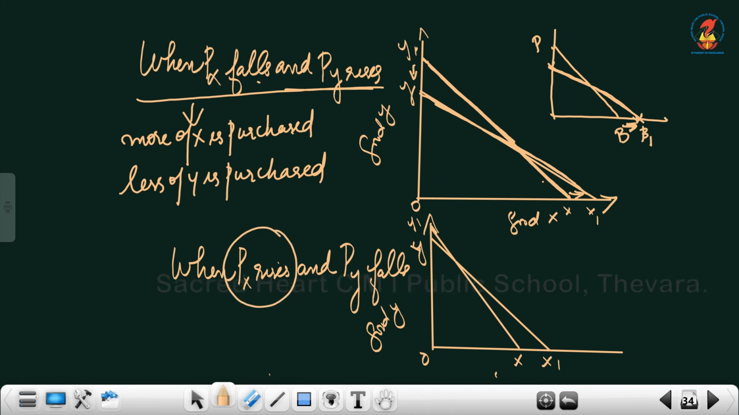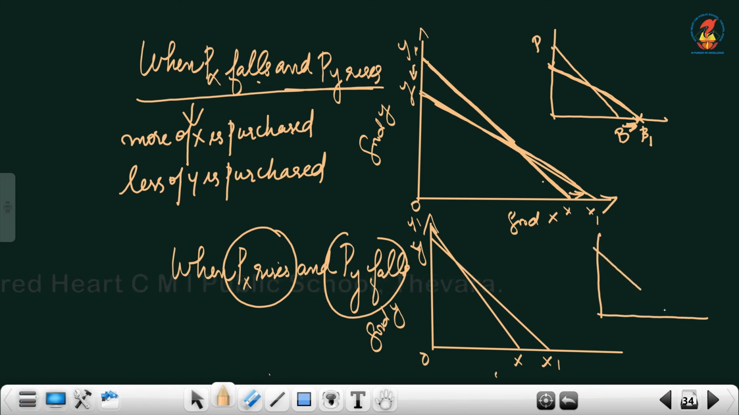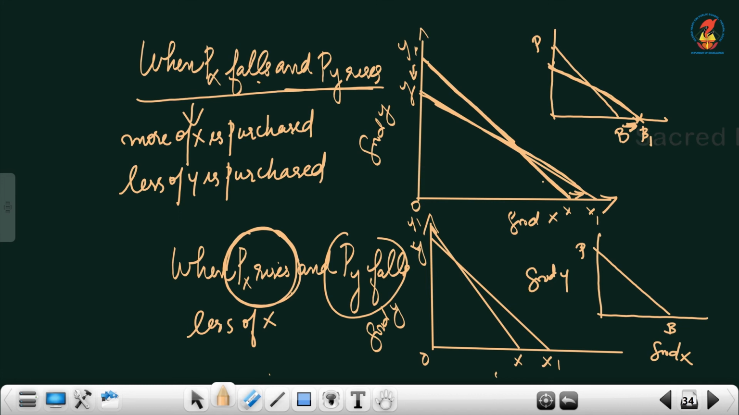Likewise, when price of X rises and price of Y falls, let us draw it by the side. Initial budget line is PB. This is good X and this is good Y. Price of X rises means less of X will be purchased. Less of X is purchased means what? It should come at a point somewhere over here, less than the initial one, because price of X has increased.